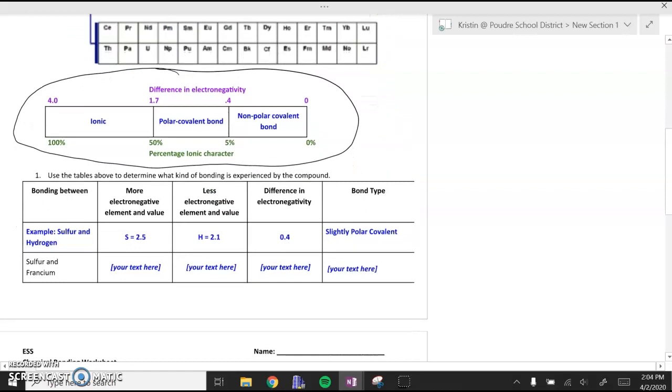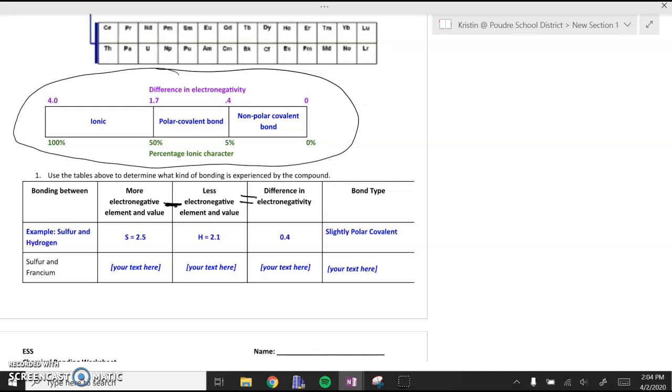So I put the more electronegative value first. So I put the sulfur, which is 2.5, and then the hydrogen, which is 2.1. Then I can do the more electronegative subtracted by the less electronegative, and that's going to give me the difference in electronegativity. And the reason we're doing the bigger number first is just because we don't want negative numbers. Negative numbers just wouldn't really mean anything here. So we just want to make sure we have a positive answer.